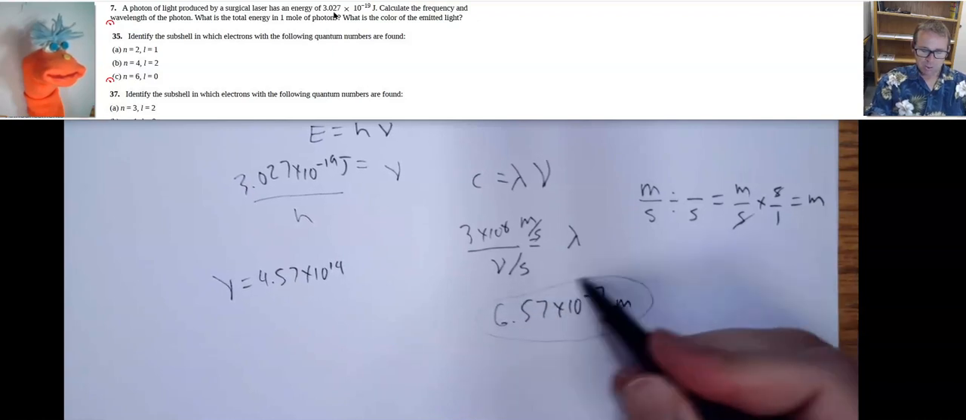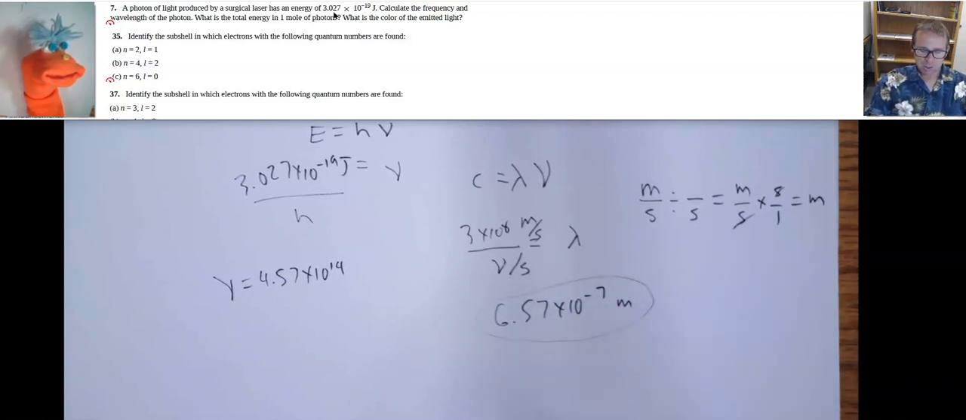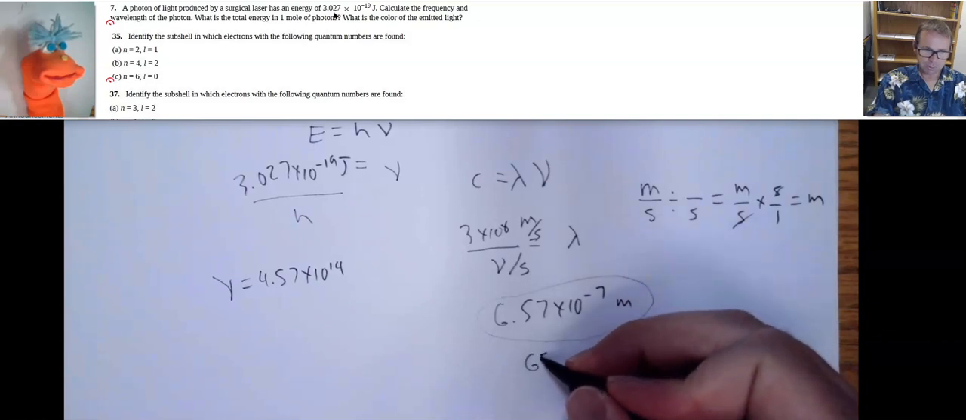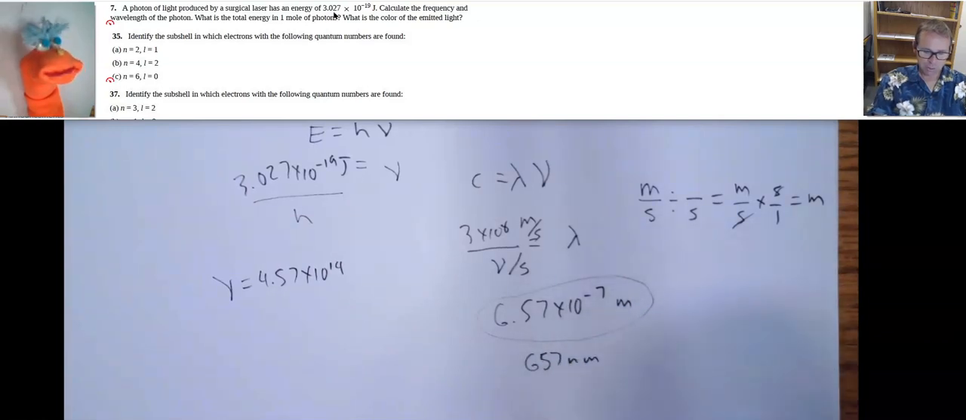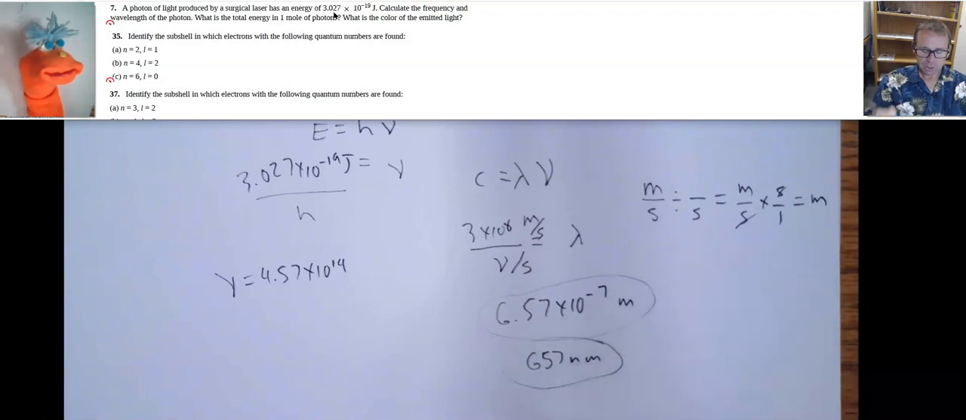Okay, so that's in meters, 6.57 times 10 to the minus 7 meters. Looks like it's going to be 657 nanometers, is that right? Oh, yeah. Okay, so what do you think? What color is 657 nanometers?